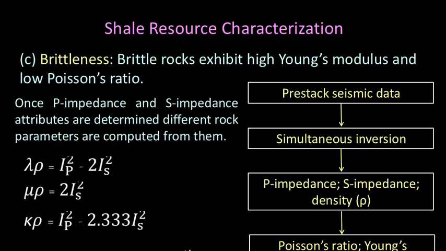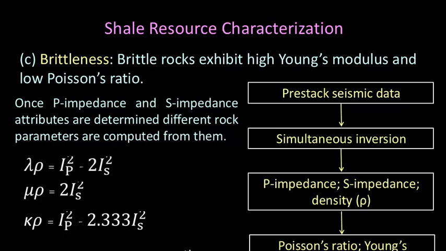So the workflow goes like this: you have the pre-stack data, you condition it and then run your simultaneous inversion. And then the attributes you get are the P impedance, S impedance, and density when you have data with very long offsets or large angles. So that helps you determine VP/VS or Poisson's ratio or Young's modulus.